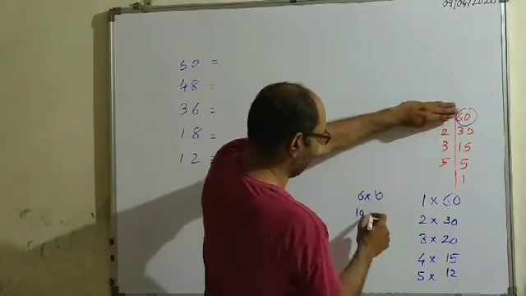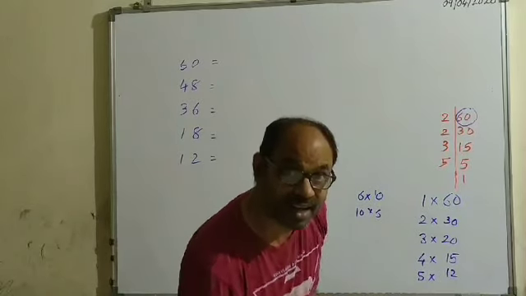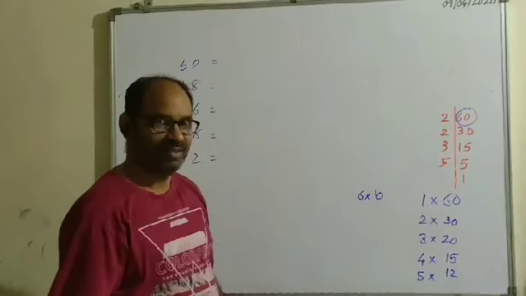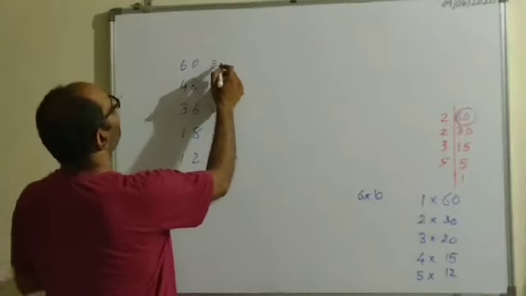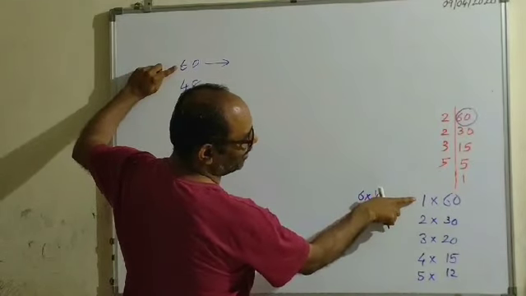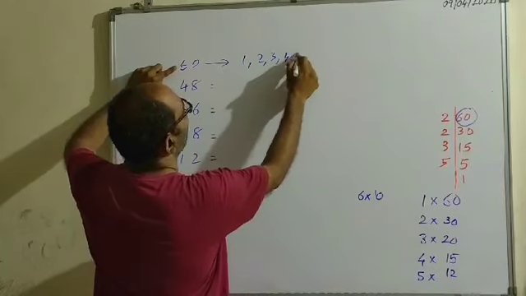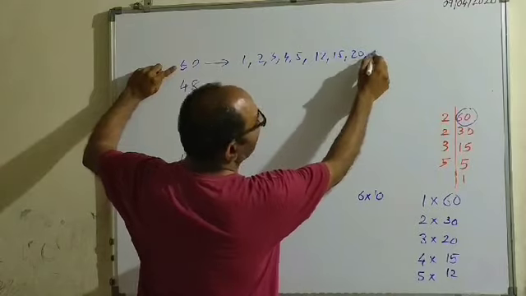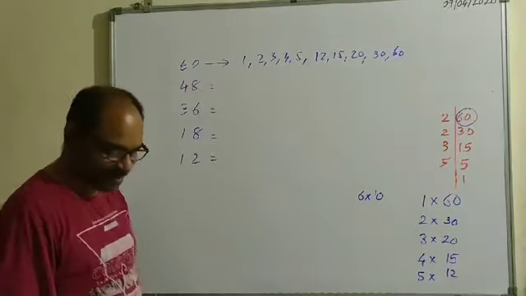10 into 6. But no need. 6 into 10 and 10 into 6 is one and the same. So no need to write this last pair of factors. So we got all pairs of factors. From there you write down the factors of 60. See, in ascending order you get them very easily: 1, 2, 3, 4, 5, 6, 10, 12, 15, 20, 30 and 60. So this is the method of getting the factors of 60.